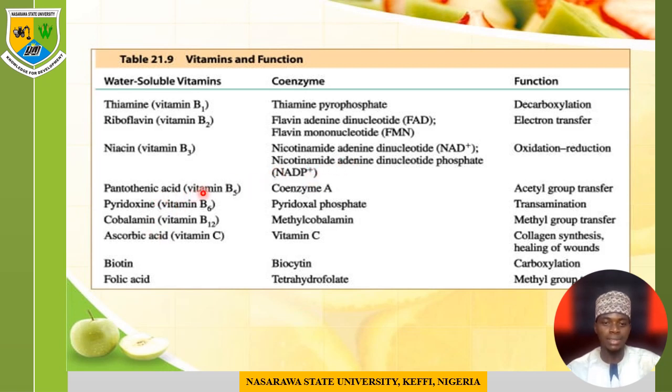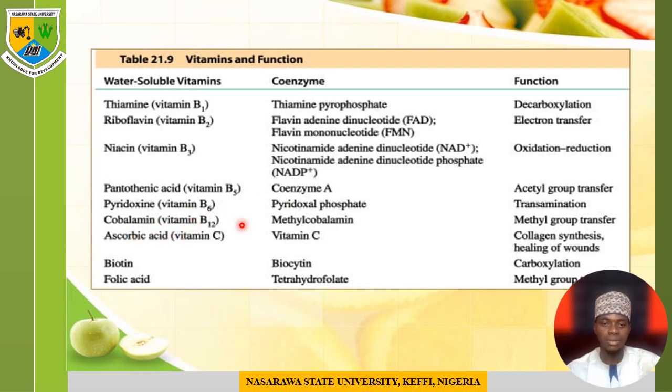So pantothenic acid, that is vitamin B5, is a precursor for coenzyme A. This coenzyme A is involved in acetyl group transfer. For example, in fatty acid synthesis, the first reaction is catalyzed by acetyl-CoA carboxylase. So coenzyme A is involved, and most of the biomolecules in our system, they are either synthesized from or they are converted into acetyl-CoA. So it means pantothenic acid is also very important because it serves as a precursor for coenzyme A.